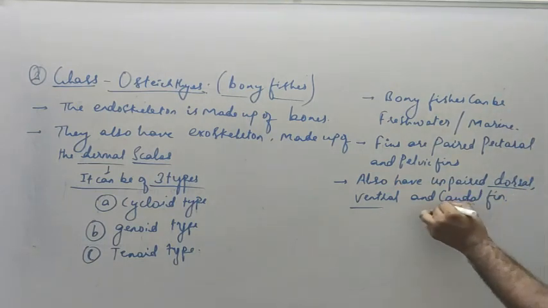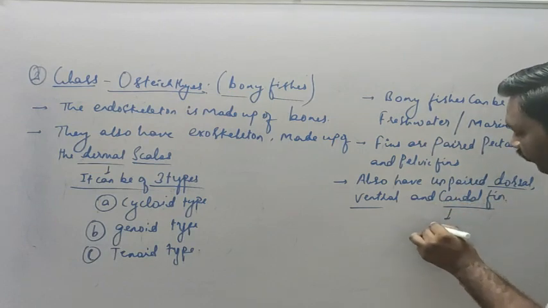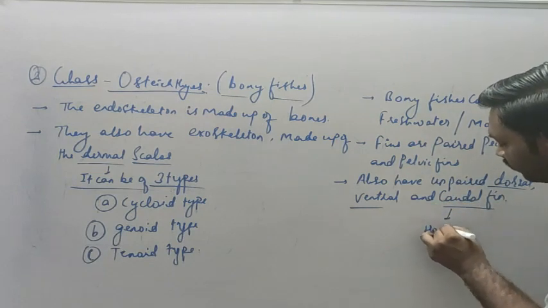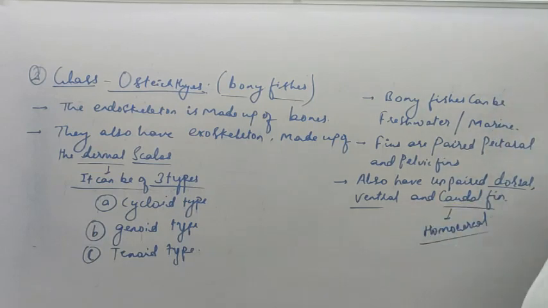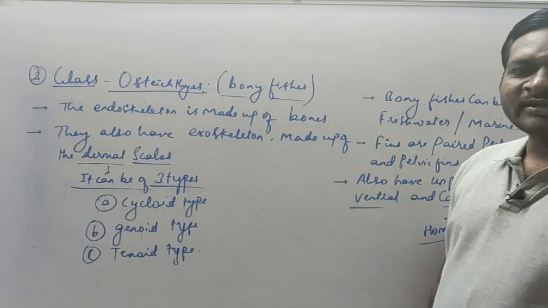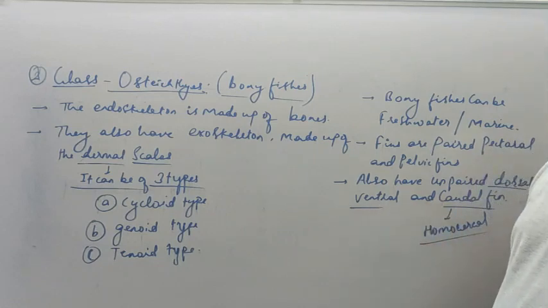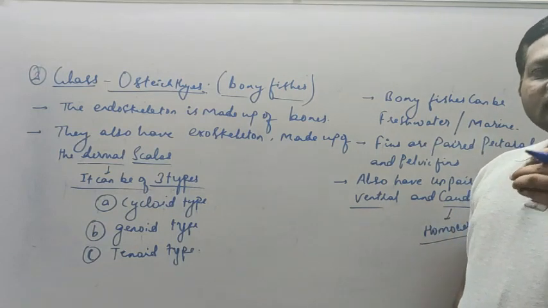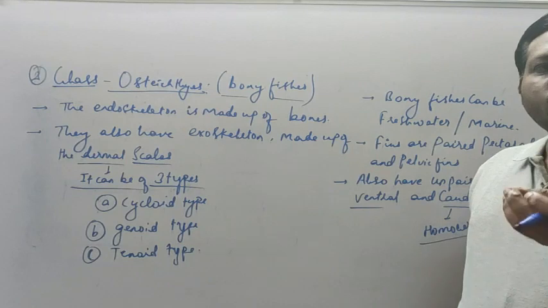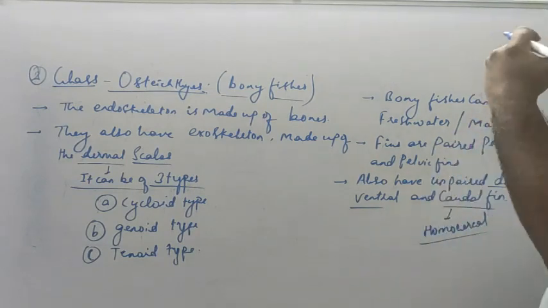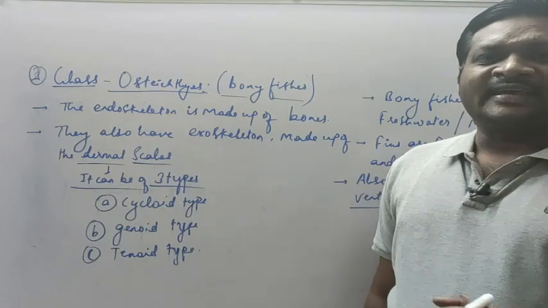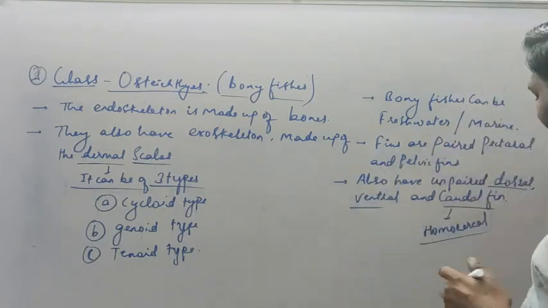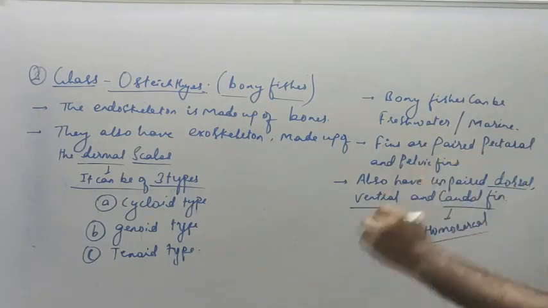But here the caudal fin is homocercal. In case of cartilaginous fishes, we have seen they are heterocercal. That means the caudal fins will have two identical or two equal lobes. In case of heterocercal, we have seen two unequal size lobes are present in the caudal fin. So here it is homocercal.